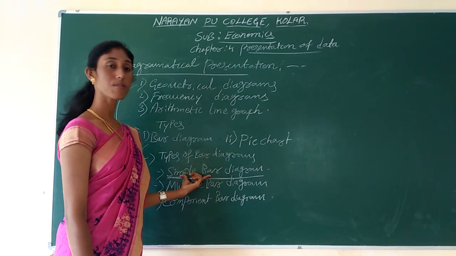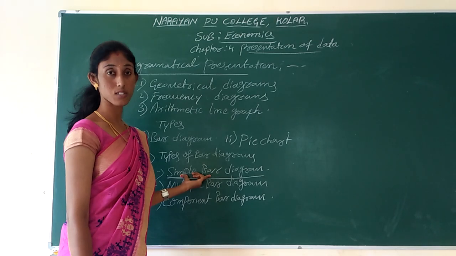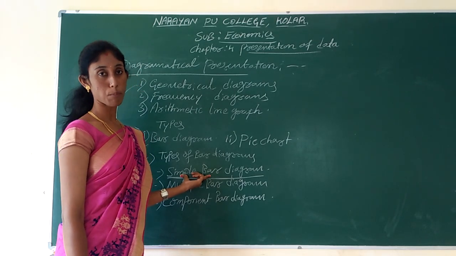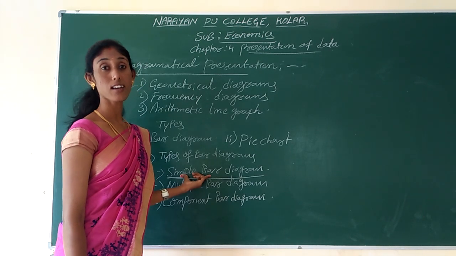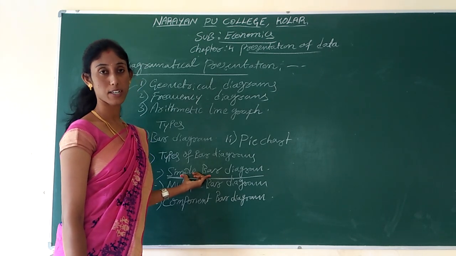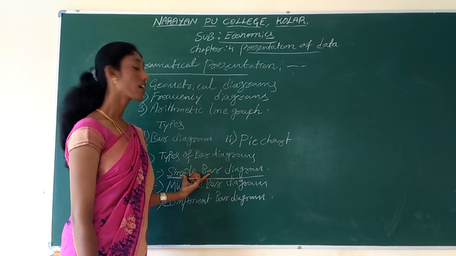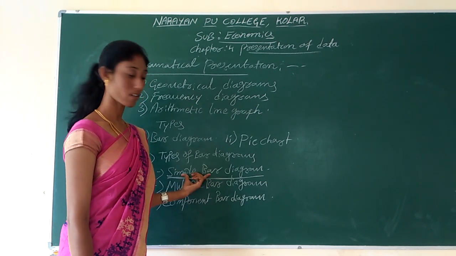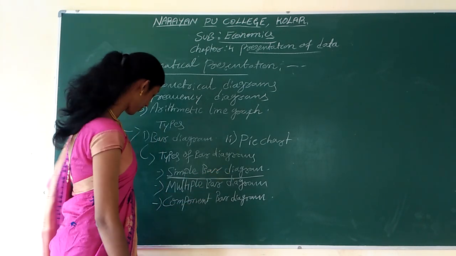About the simple bar diagram, in today's class we will discuss one more example question, relating to the profit rate of a company. Here also we will have a single variable. That's why for that kind of data we will again use the simple bar diagram.